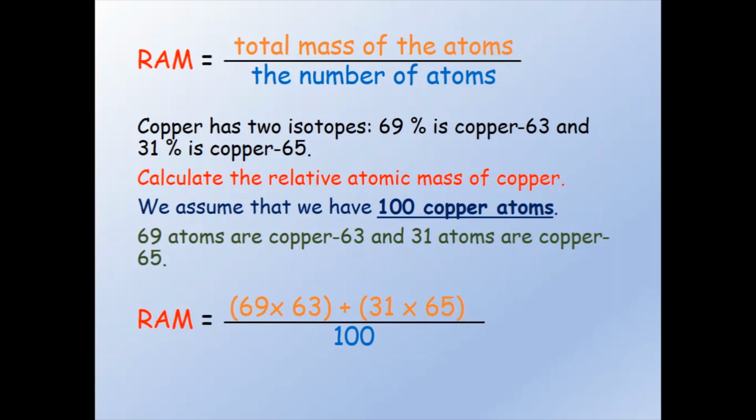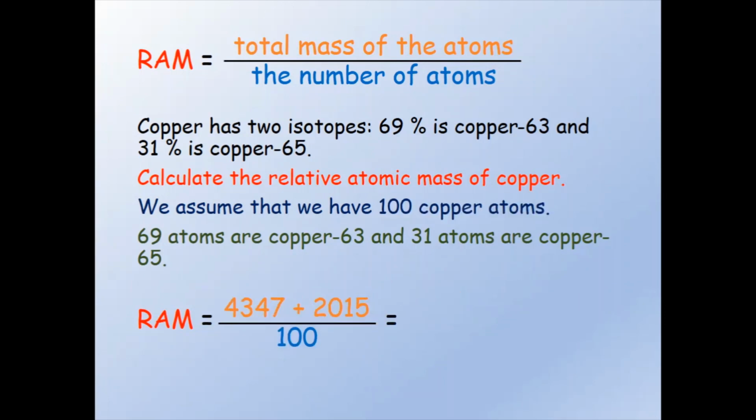Now we can start to calculate it, so if we times together the numbers in the brackets, we get 4347 plus 2015 divided by 100. That is 6362 divided by 100, and this gives us a relative atomic mass of copper of 63.62.